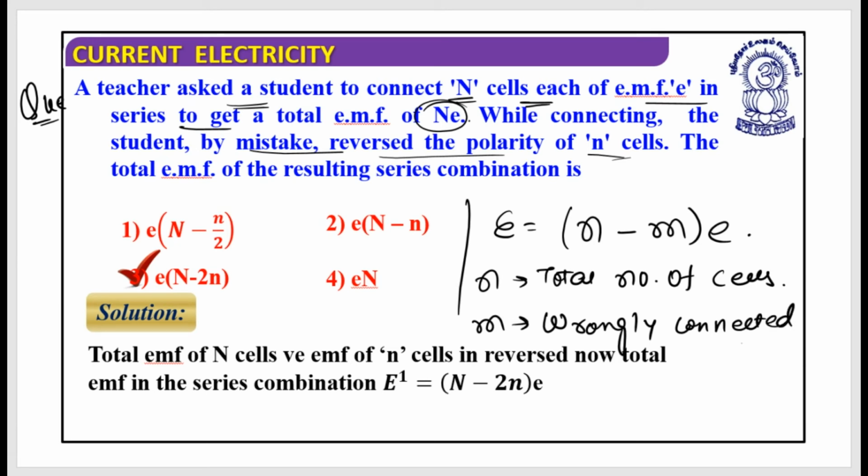This is wrongly connected cells. So this is E, which is equal to n minus 2m, sorry, my mistake. E is equal to (n minus 2m) into E. Now for me, the total number of cells is n, so I have written it, and by mistake I have connected the reverse polarity of small m cells. It's (n minus 2m) into E. So that's it, you did it. Great job.